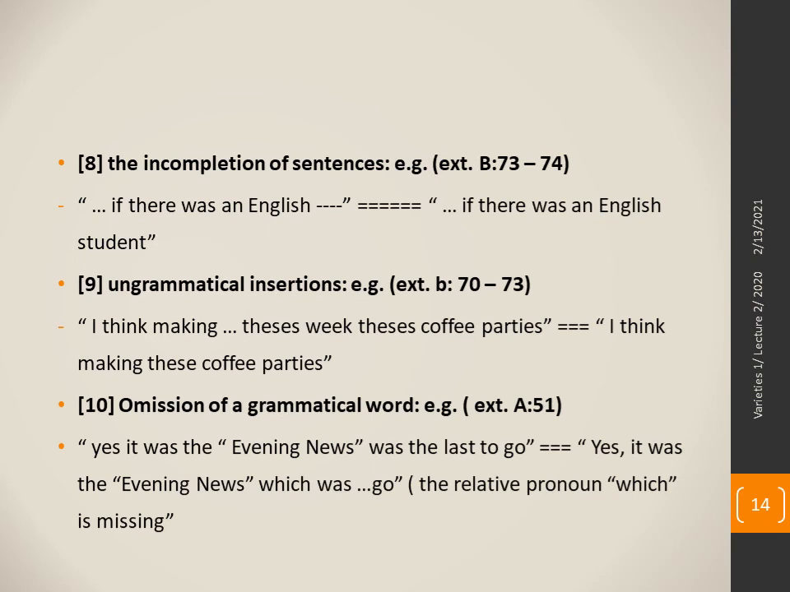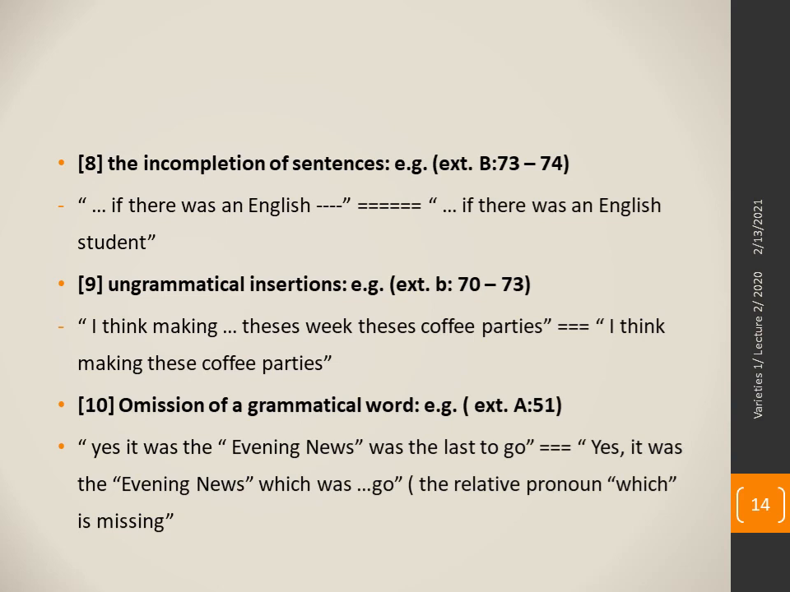The eighth aspect is the incompletion of sentences. "If there was an English," then we have an interruption here. So instead of saying "if there was an English student," we also have so many interruptions. So most sentences are incomplete. All right. So this is different in written form.